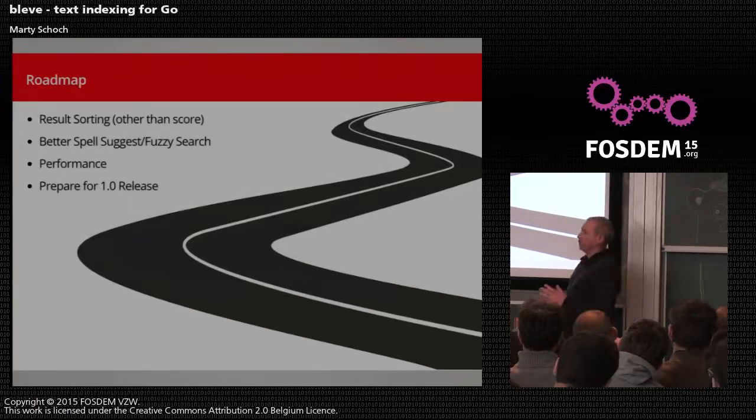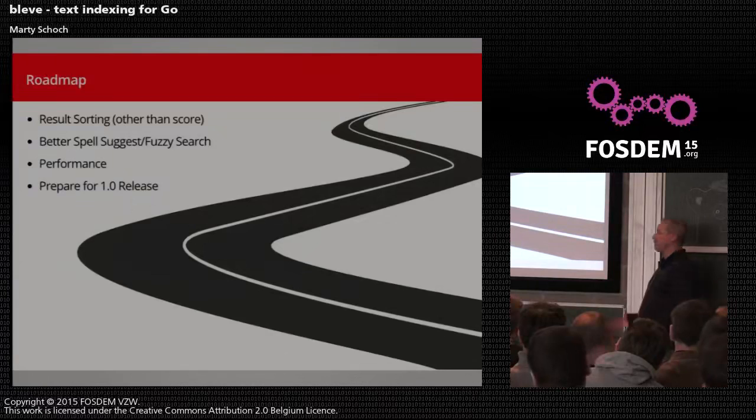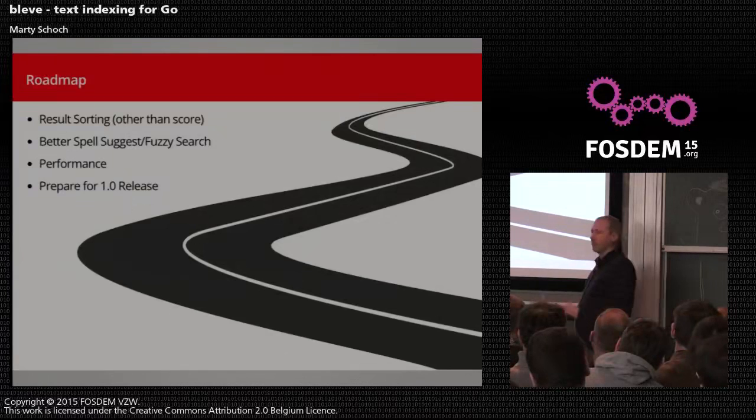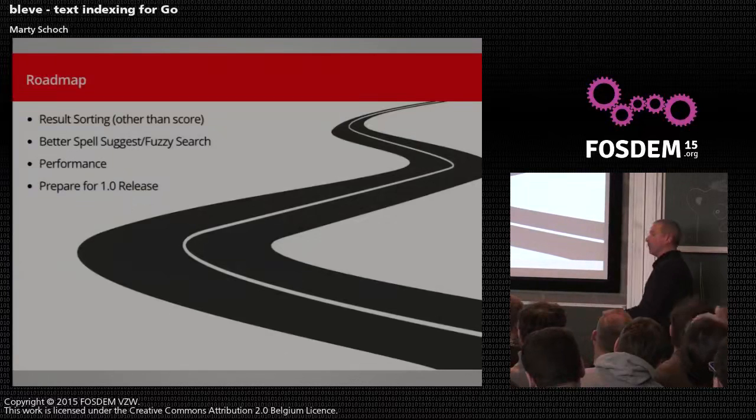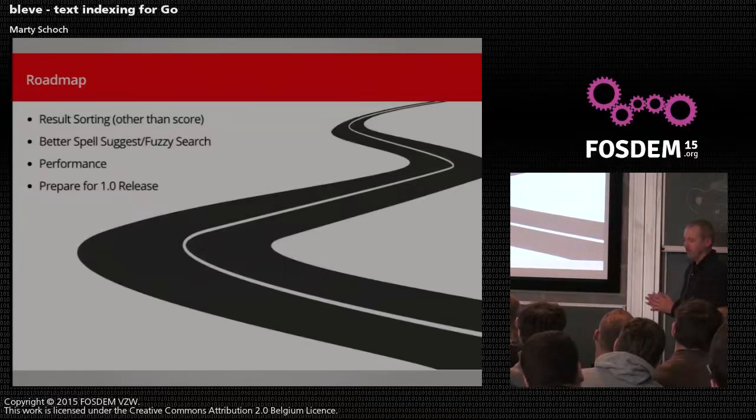And then ultimately we want to prepare for a 1.0 release. So right now the file format is in flux. The API is still changing sometimes. We try and minimize it a little bit, but to be honest with everybody, it is still changing. But when we get to a 1.0 release, that's where we would have backward compatibility for file formats and stabilizing the API, things like that.